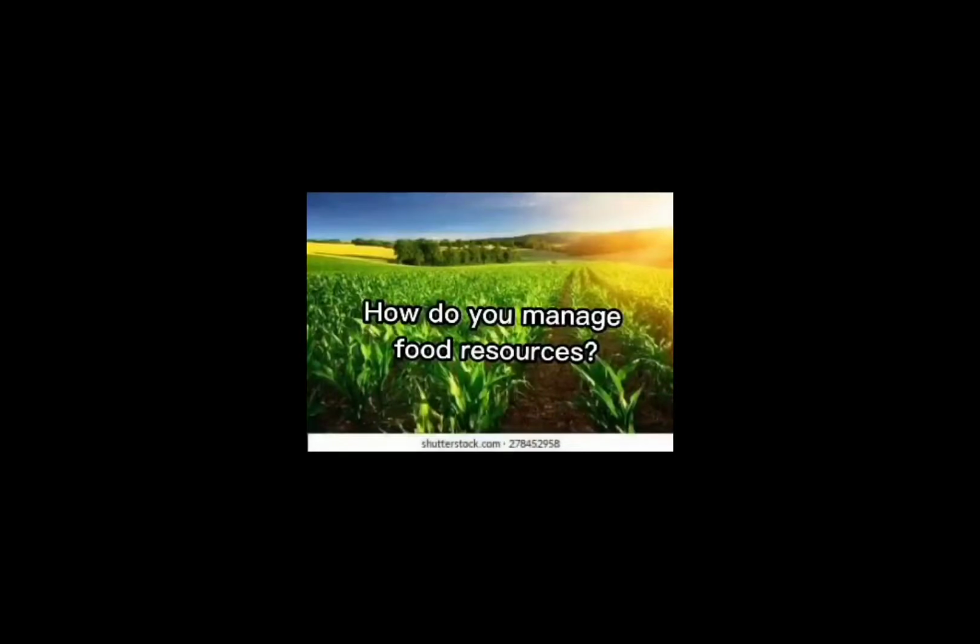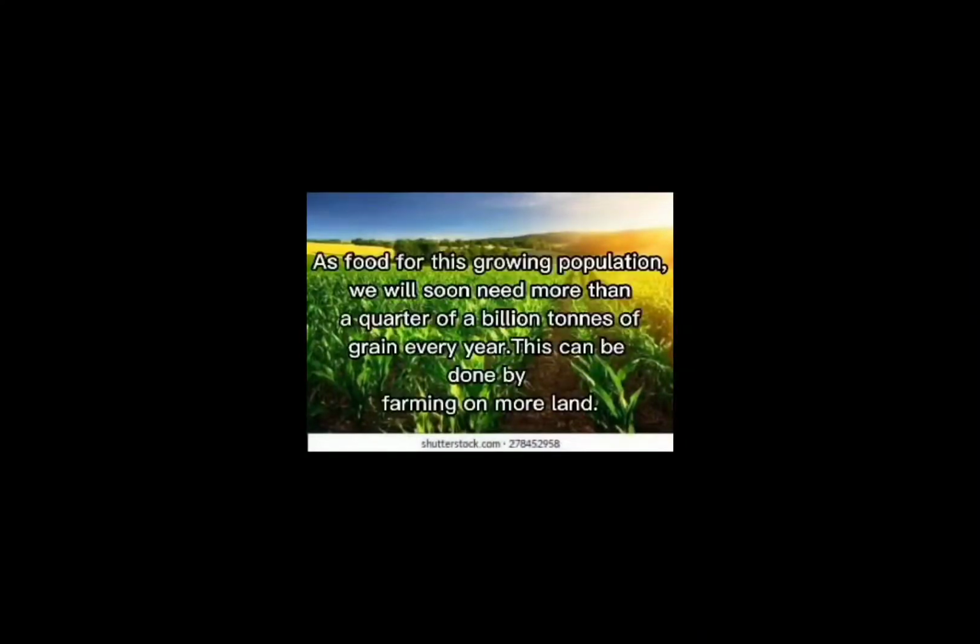How do you manage food resources? As food for this growing population, we will soon need more than 250 million tons of grain every year. This can be done by farming on more land.